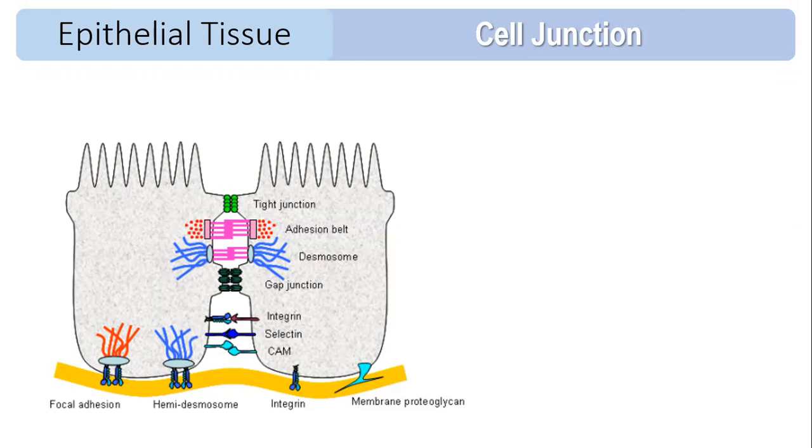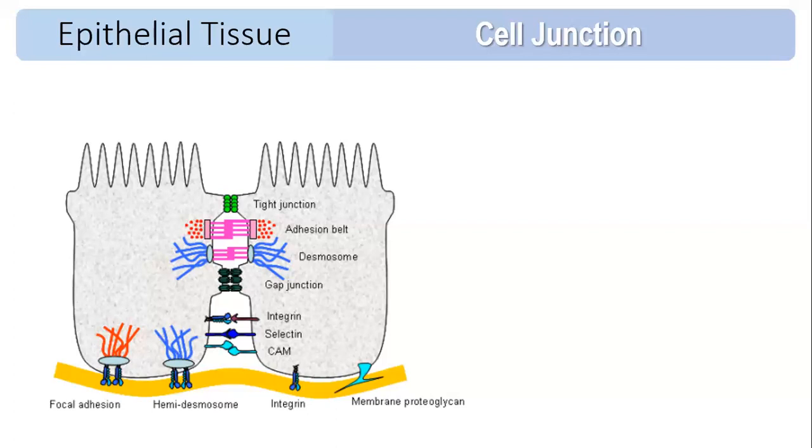Okay, so when two epithelial cells are attached with each other, they are attached laterally. At the same time, they need to attach themselves to the basement membrane. I hope you can remember one of the characteristics of epithelial tissue, that cells are compactly arranged with each other. When the cells are compactly arranged, they need to attach on the lateral side as well as to the basement membrane.